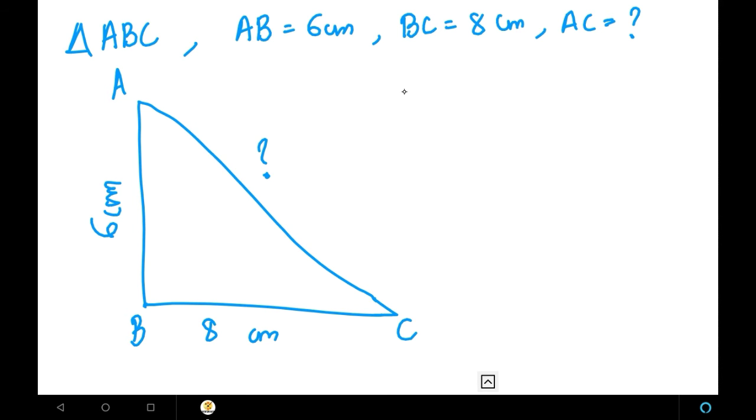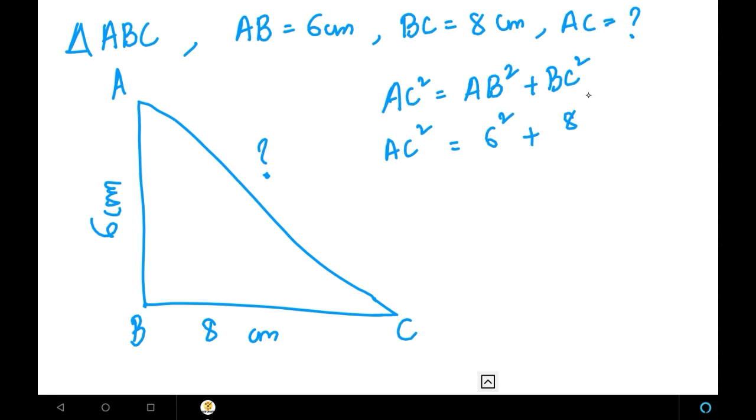using the formula. What is the formula? AC square is equals to AB square plus BC square. Using this formula, we are going to solve the problem. So we have to find AC square value, that means AC value. What is AB square? What is AB? 6. So 6 square. What is BC? 8. So 8 square.